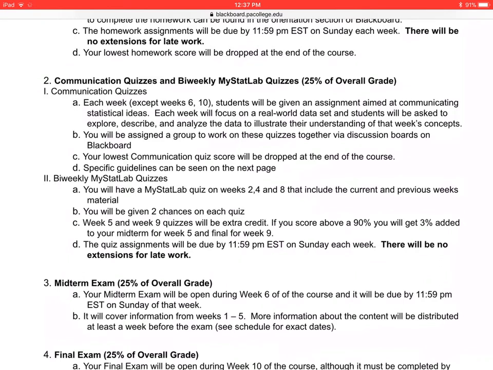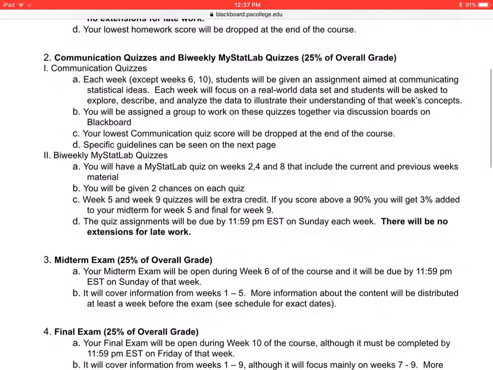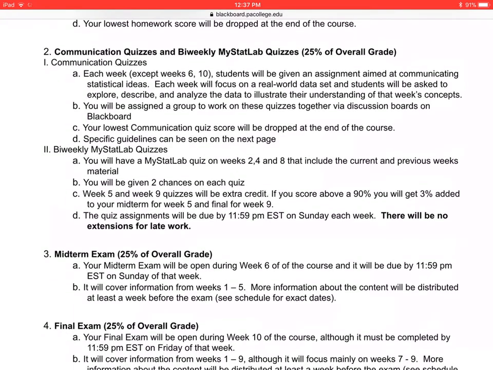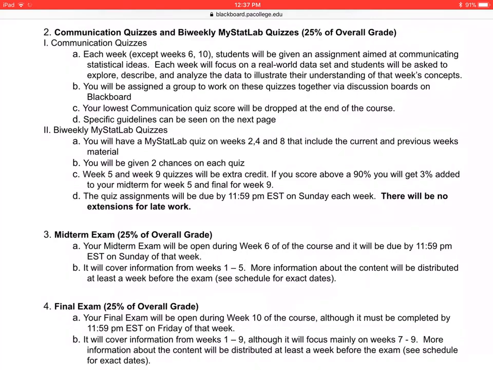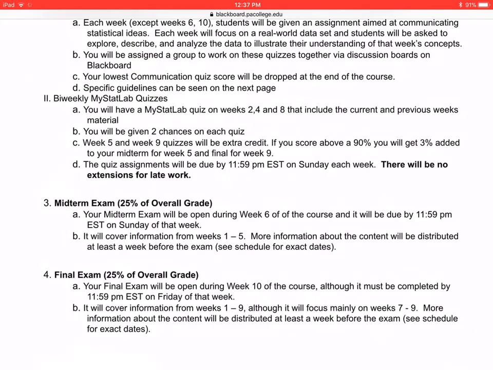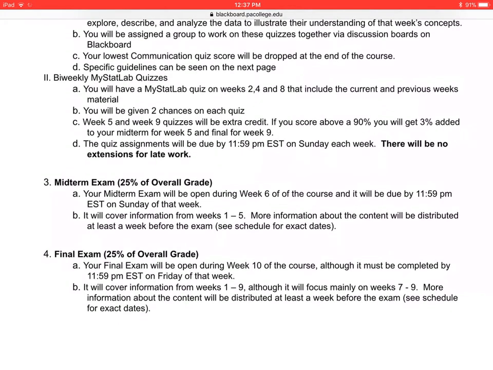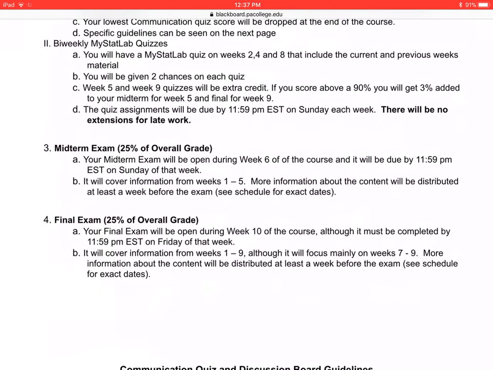You will also have bi-weekly MyStatLab quizzes. These will be on weeks 2, 4, and 8 and will include the current and previous week's material. You will be given 2 chances on each quiz. The week 5 and week 9 quizzes will be extra credit. If you score above 90%, you'll get 3% added to your midterm or final.